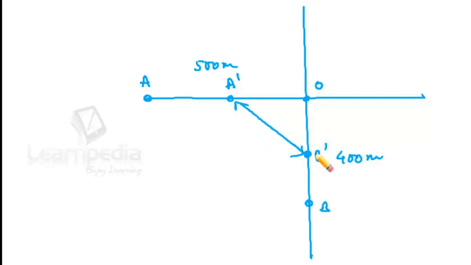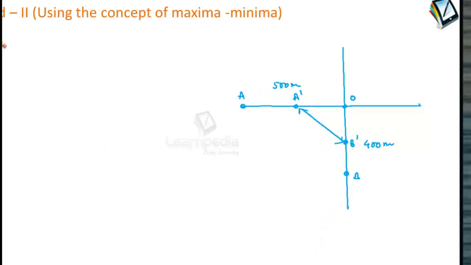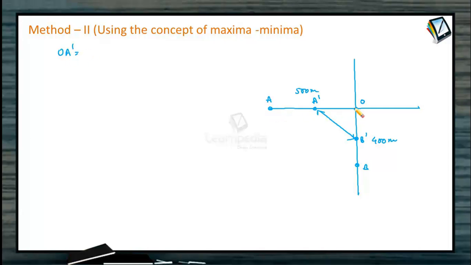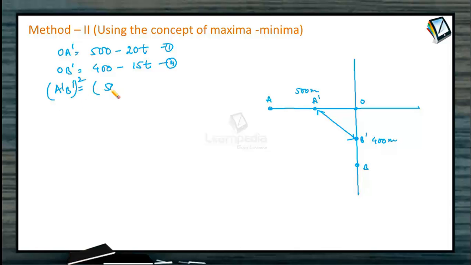So to know the value of A dash B dash, let us calculate OA dash and OB dash. What is OA dash? OA dash will be the total distance in time t seconds, so 500 minus the speed of car A, 20t. Let us call it equation 1. What is OB dash? OB dash will be 400 minus 15t, equation 2. Now from the figure, A dash B dash square will be equal to 500 minus 20t whole square plus 400 minus 15t whole square. Now we got the distance AB.